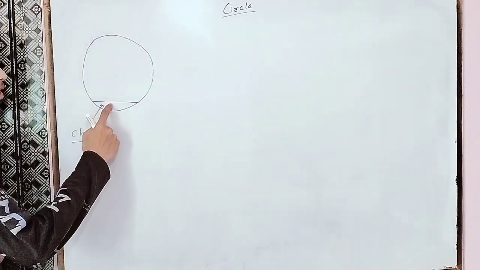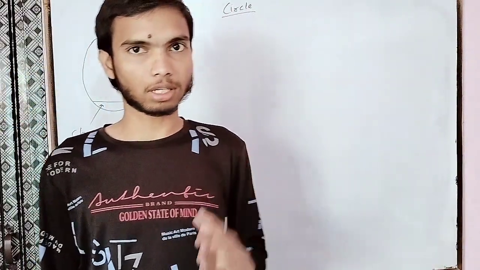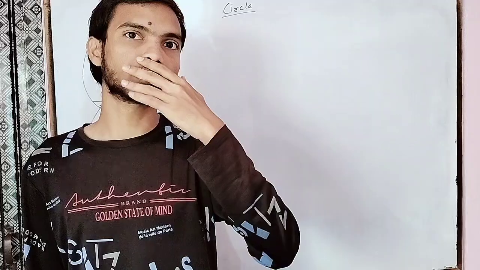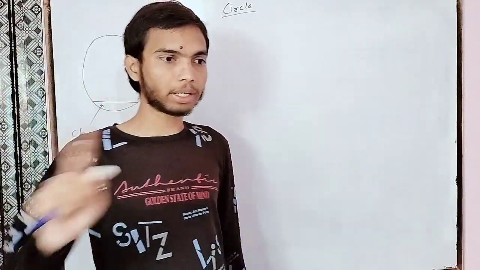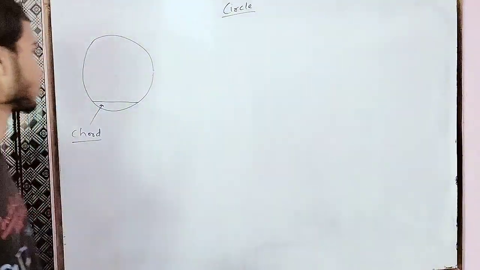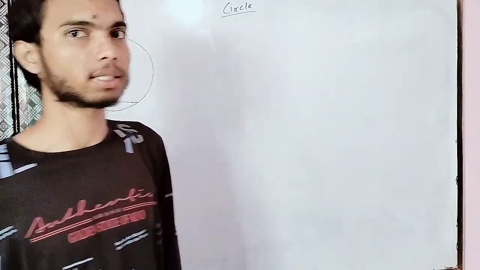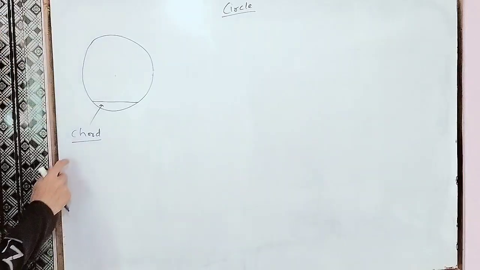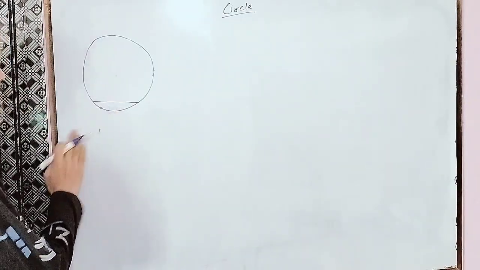So a chord is a line segment which starts from any point of the circumference and ends at any point of the circumference, but it does not pass through the center. Yes, when it comes to the longest chord, then of course it will pass through the center. Now, this is clear.